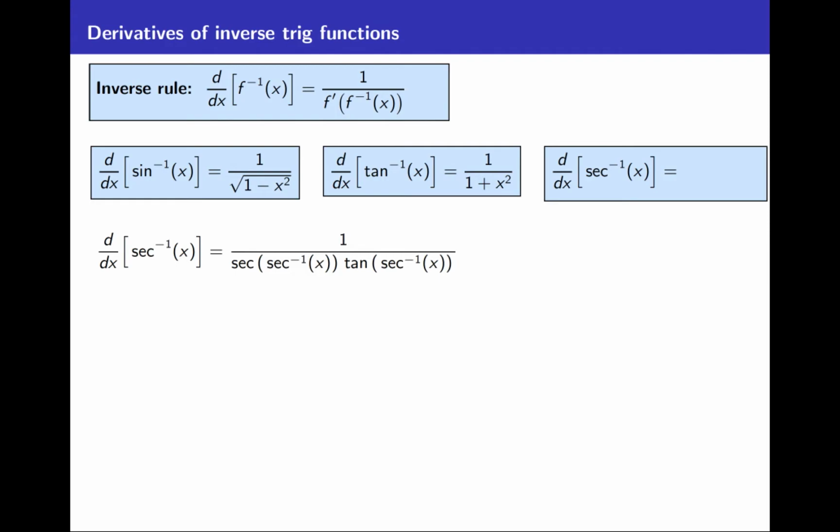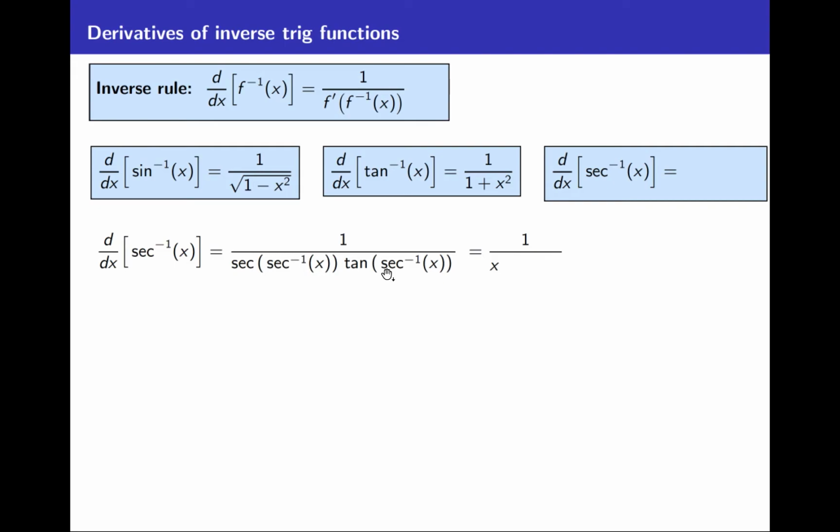And let's see if we can make sense out of this. We have a 1 in the numerator, and the secant of secant inverse of x, this first factor, what would that be? Secant of secant inverse of x is just x. The secants cancel each other out here. Secant of secant inverse of x is x. And then right next to that, we're multiplying times tangent of secant inverse of x.